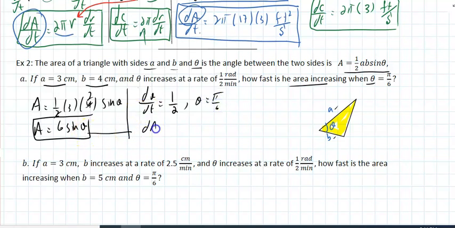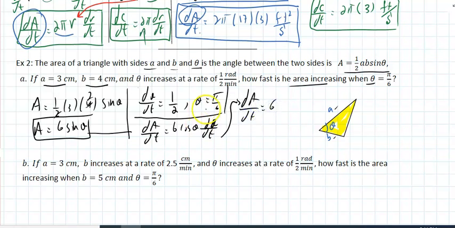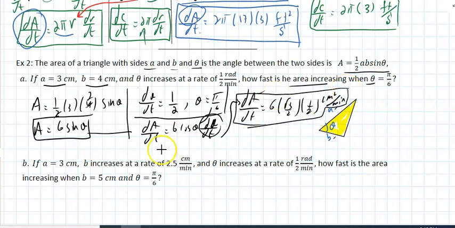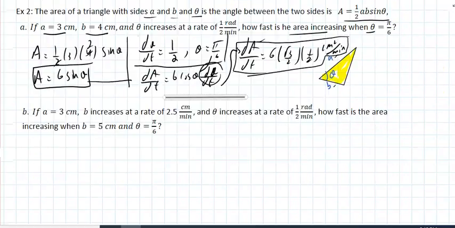Well, dA/dt would be 6 times the cosine of theta times d theta/dt. And wouldn't that be 6 times the cosine of pi over 6, which is radical 3 over 2, times d theta/dt, which is 1/2. And what are the units for area? Well, this is in centimeters squared per minute. Again, I'm going to leave the answers exact. For the homework, you can plug that in the calculator or simplify. For the exam, just leave it as is.